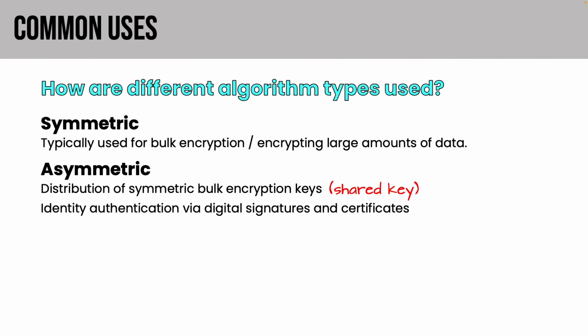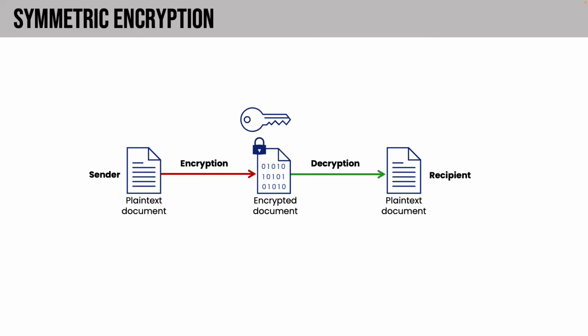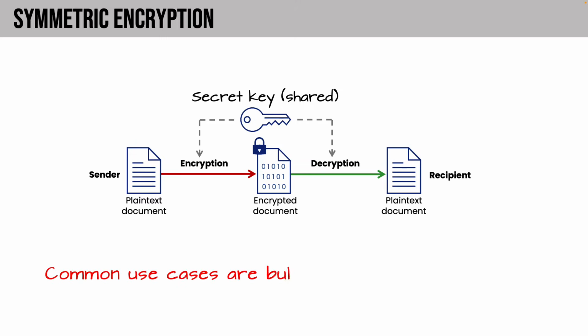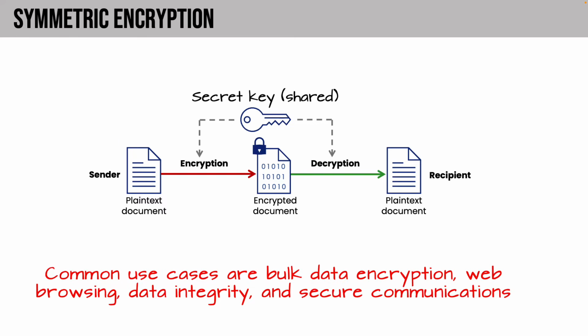We see asymmetric in identity authentication via digital signatures and certificates, in non-repudiation services and key agreement. So symmetric basically uses that single key for encryption and decryption. And there are several use cases for symmetric encryption. The one we most commonly think of is bulk data encryption.